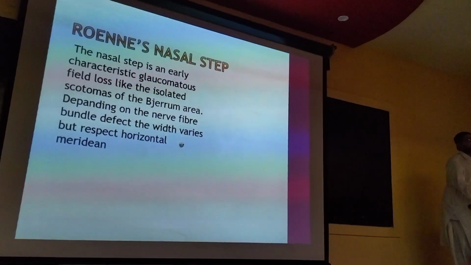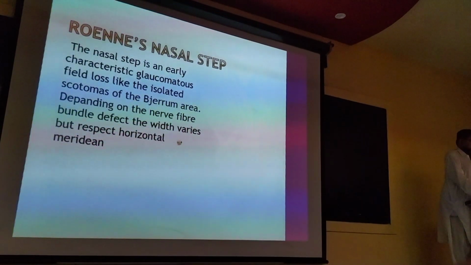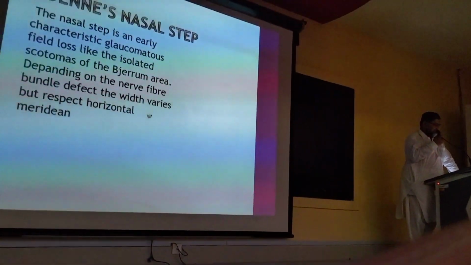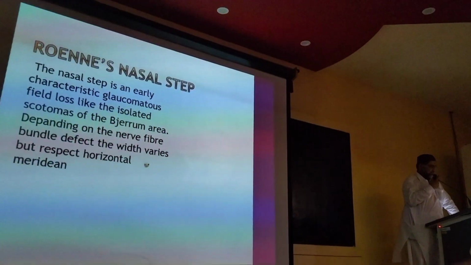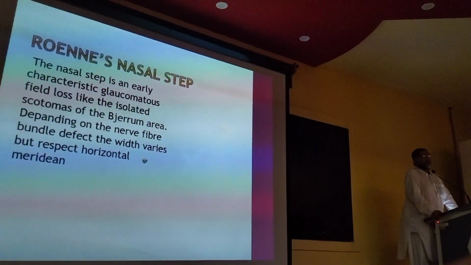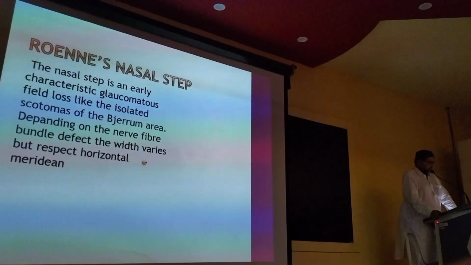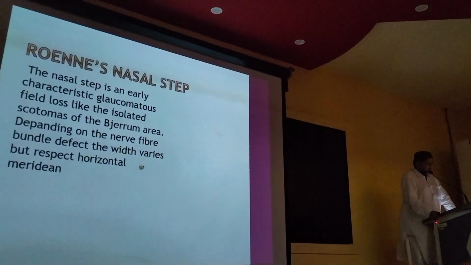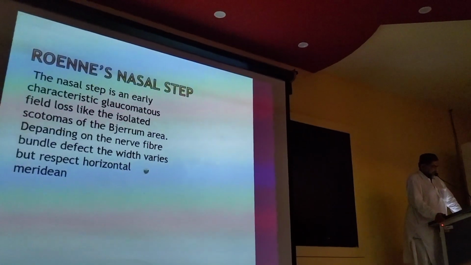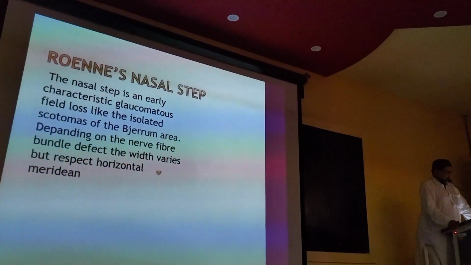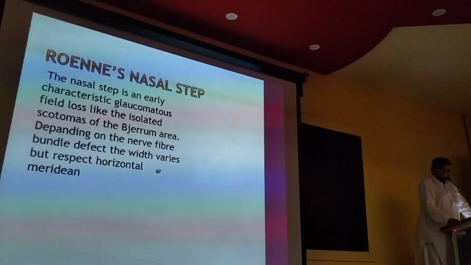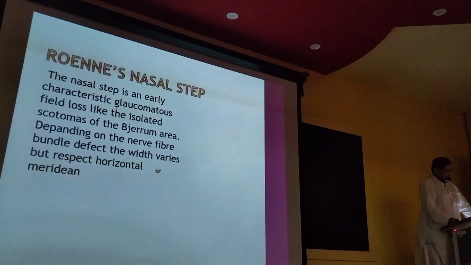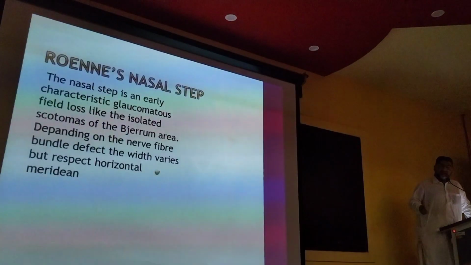This is the first glaucomatous field defect that we are going to discuss. Basically, it's a nasal step. I will show you the picture. It's the earliest glaucomatous field defect, and it depends upon the bundle defect width, but respects the horizontal meridian.